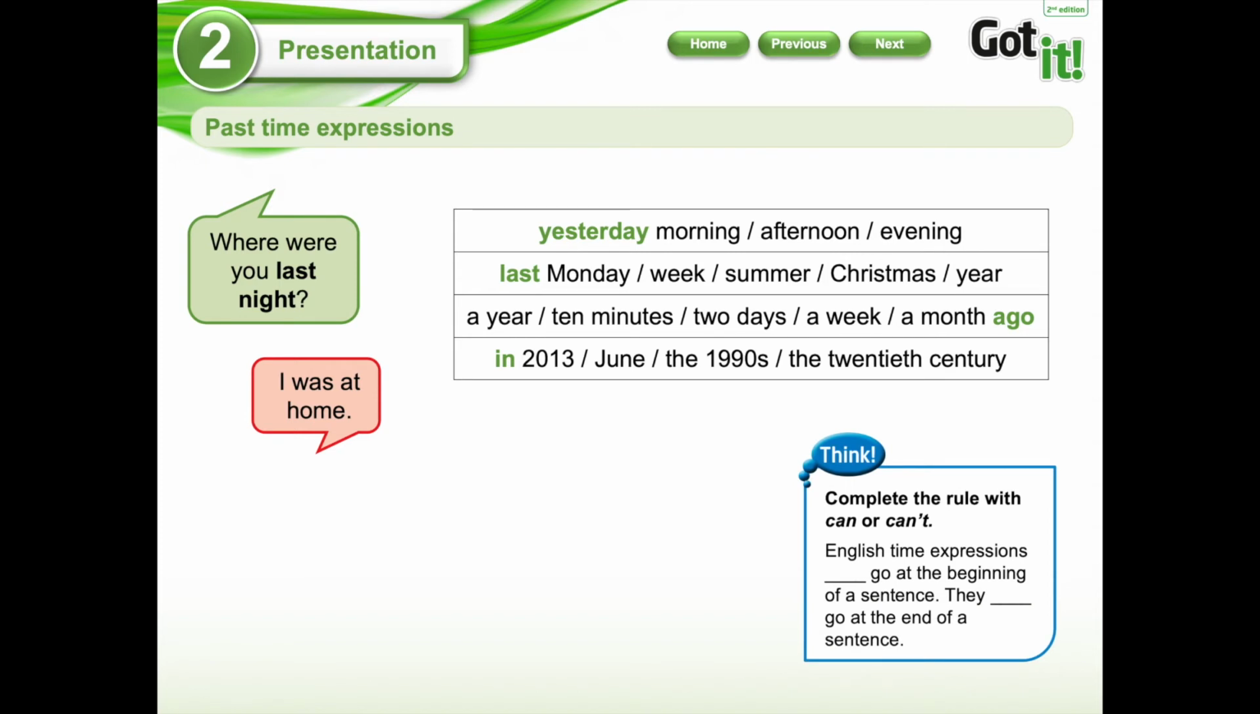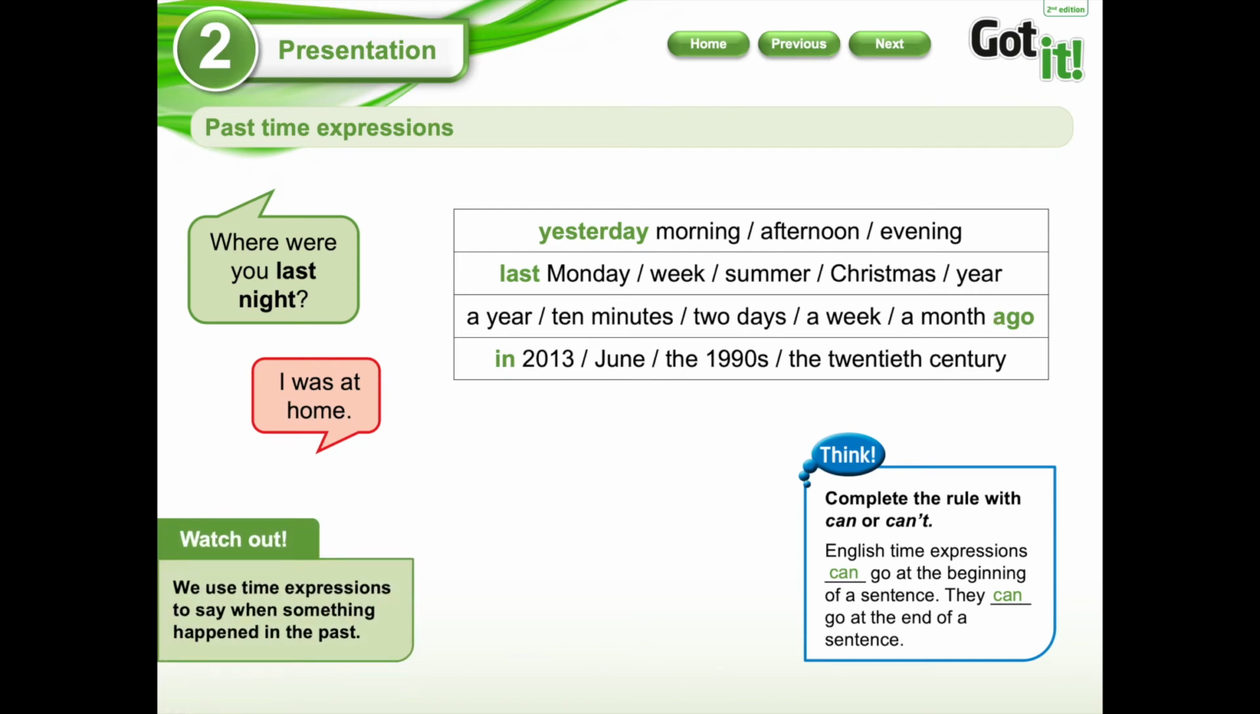And we have another think box and says complete the rule with can or can't. English time expressions can go at the beginning of a sentence. Okay? Tenemos algunas las expresiones en inglés pueden ir al principio de cada oración. That is what is written there. And they can go at the end of a sentence. Y también pueden ir al final de cada oración. In this case, you have here at the beginning and here at the end, okay?